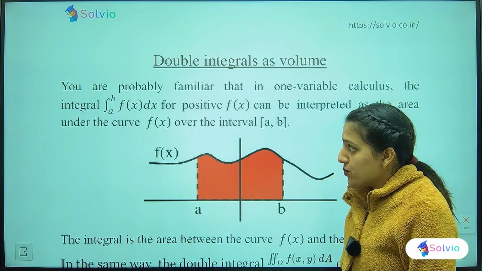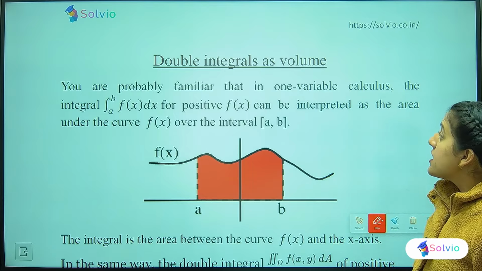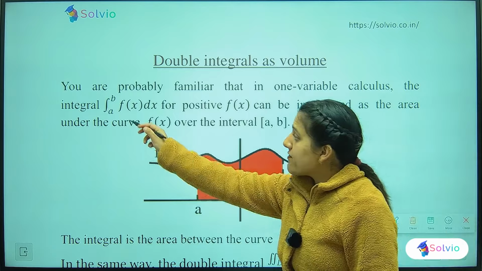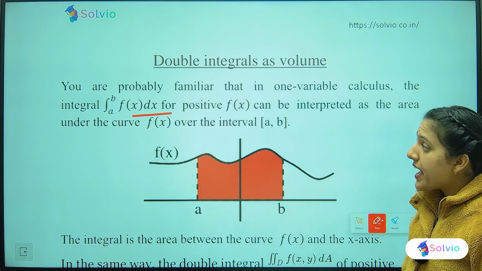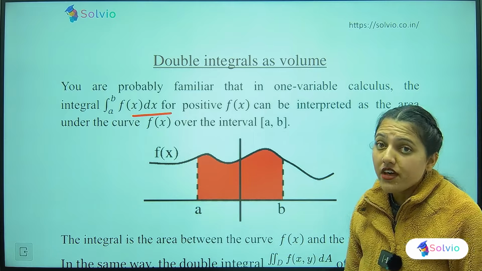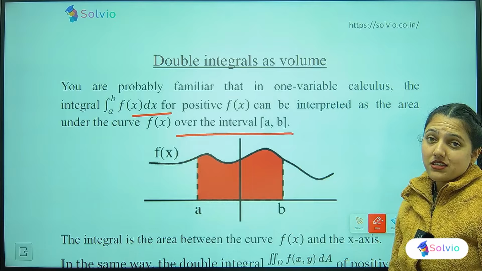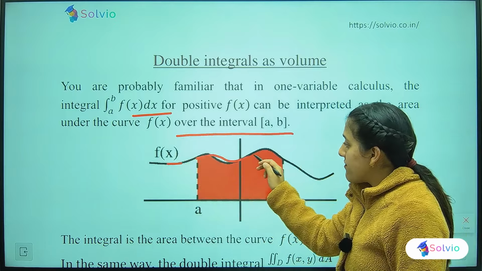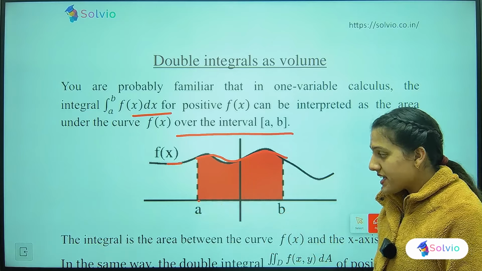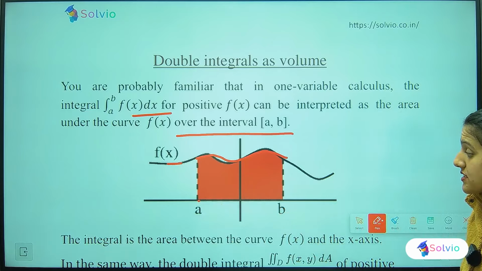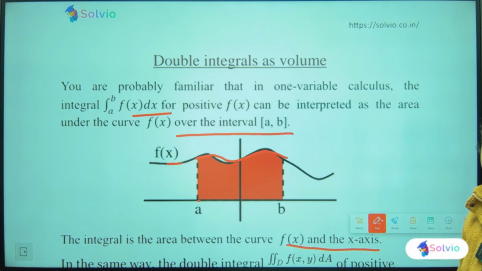Students, here I am going to discuss how we will use double integrals in order to find the volume. You are probably familiar with one variable calculus, the integral from a to b of f(x) dx, which for positive f(x) can be interpreted as the area under the curve f(x) over the interval [a, b]. Here you can see the graph of our function f(x) and the interval from a to b on the x-axis. So the integral is the area between the curve f(x) and the x-axis.